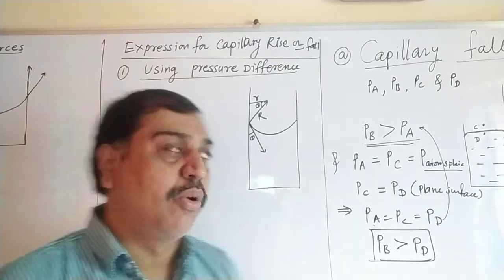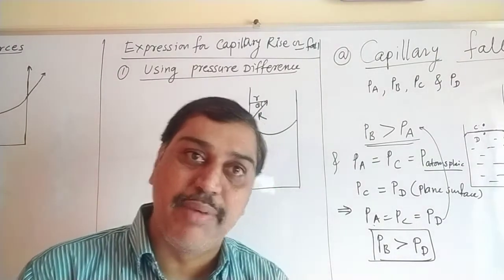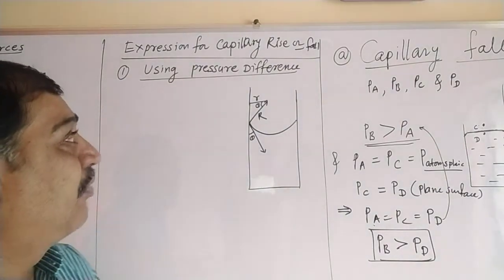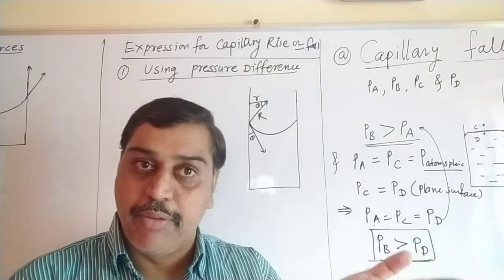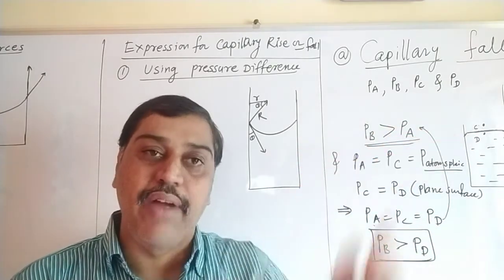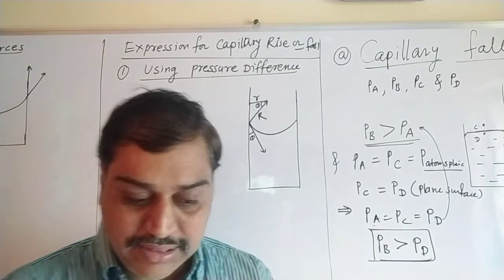So we'll go one by one. First of all, we'll go toward the using pressure difference method. By using pressure difference method, we have to derive the expression for rise or fall of liquid in the capillary tube. How much it gets risen, height we want to find out. How much it gets fallen down, h we want to find out. That we have to consider under this topic.